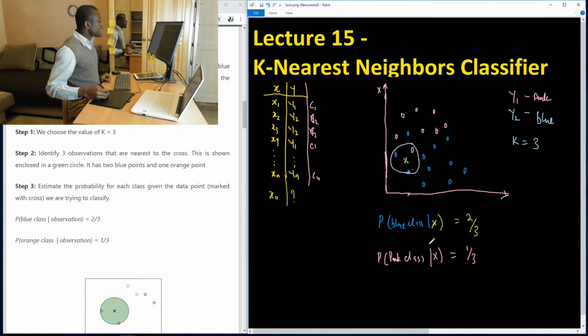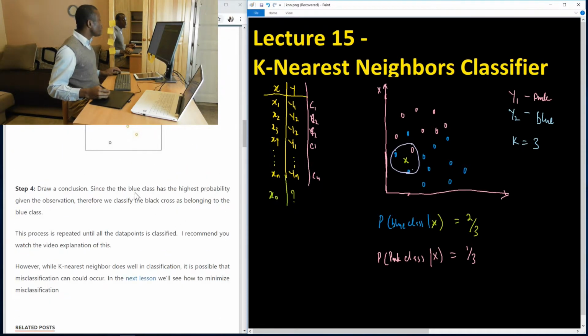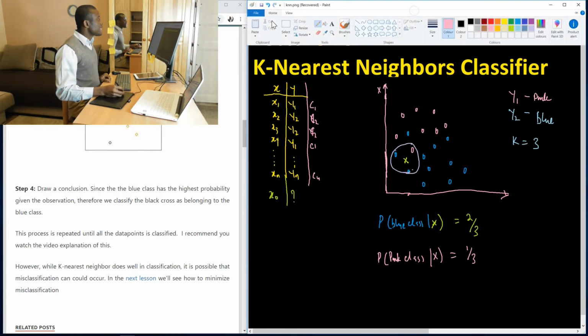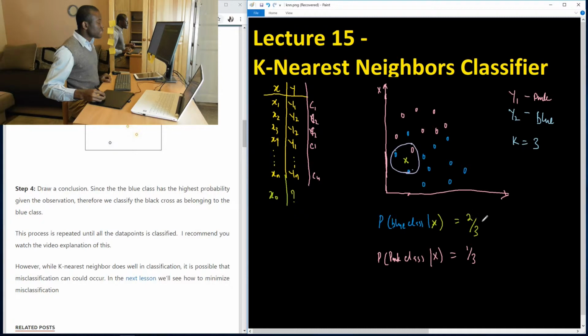So we are now at step 4. Now draw a conclusion. We now assign that observation to the class with the highest conditional probability. So in this case, the class with the higher conditional probability is the blue class, right? Because 2 over 3 is greater than 1 over 3. So what it means is that this data point belongs to the blue class. That is basically how k-nearest neighbor works.